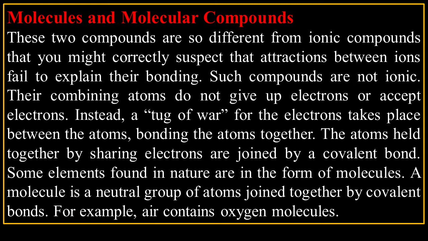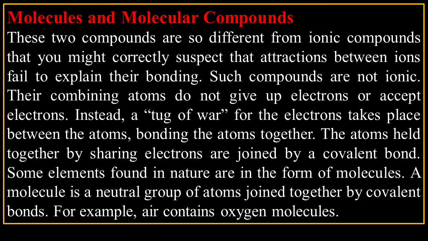These two compounds are so different from ionic compounds that you might correctly suspect that attractions between ions fail to explain their bonding. Such compounds are not ionic. Their combining atoms do not give up electrons or accept electrons. Instead, a tug of war for electrons takes place between the atoms, bonding the atoms together. The atoms held together by sharing electrons are joined by a covalent bond.